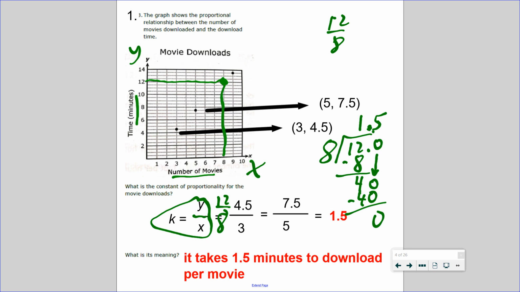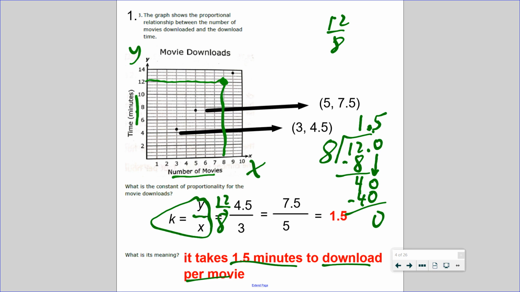But what does that mean, 1.5? It means it takes 1.5 minutes to download per movie. 1.5 minutes to download each movie. So 1.5 minutes to download one movie, 3 minutes to download 2 movies, 4.5 minutes to download 3 movies.